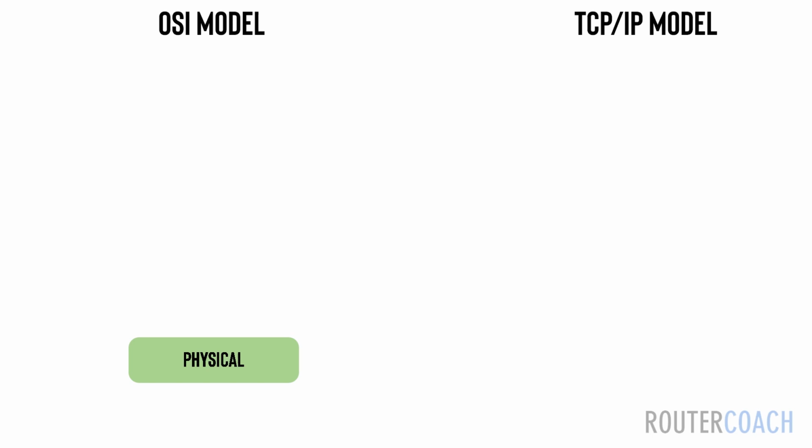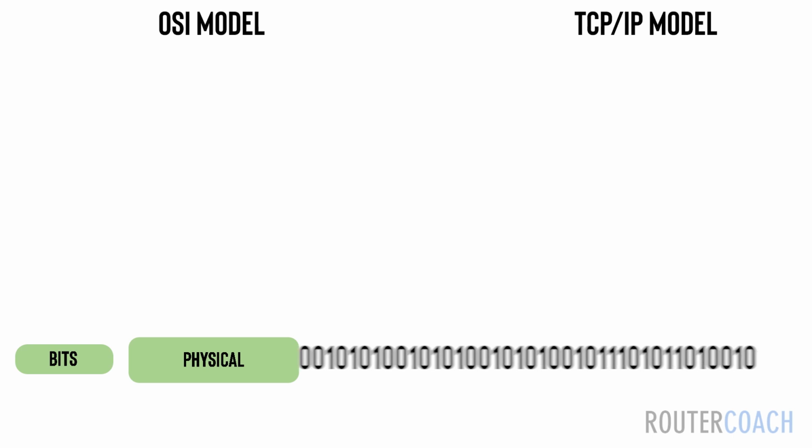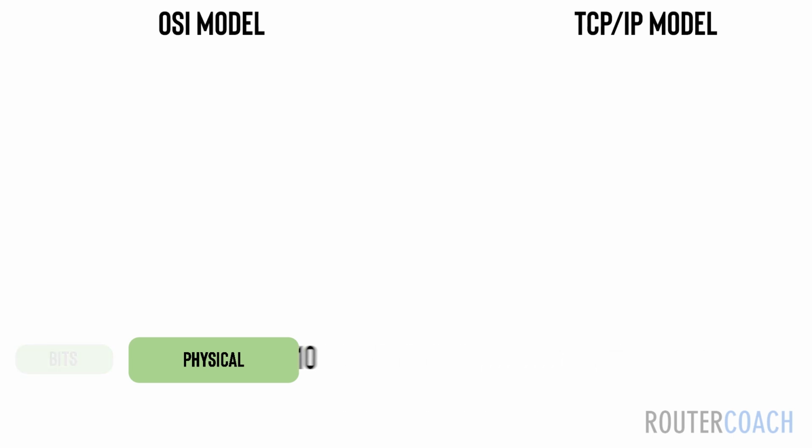1. Physical layer. This layer is responsible for transmitting raw bits, the ones and zeros, over a physical medium, such as Cat5 and Cat6 cables, fiber optic cable, or radio waves. It defines the physical characteristics of the transmission medium and the signaling techniques used to transmit data.